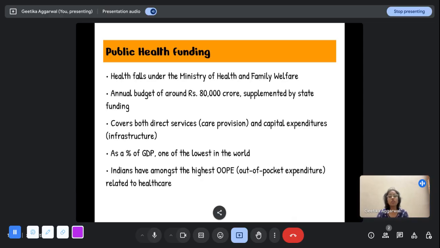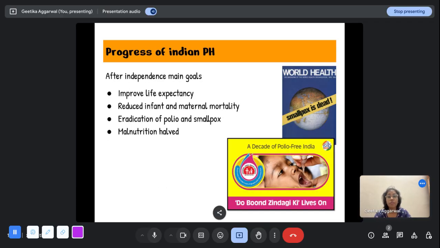But if you talk about how much funding is given as a percentage of the GDP, it is one of the lowest in the world in India. And another thing that we notice is that India has amongst the highest out of pocket expenditure related to healthcare. Every individual, as a family, Indians end up spending a lot more money out of their pocket for taking care of their health, for paying for medicines, for paying for treatments, for paying for surgeries, as compared to other countries in the world, in which insurance and government funding works and helps them to deal with their health.